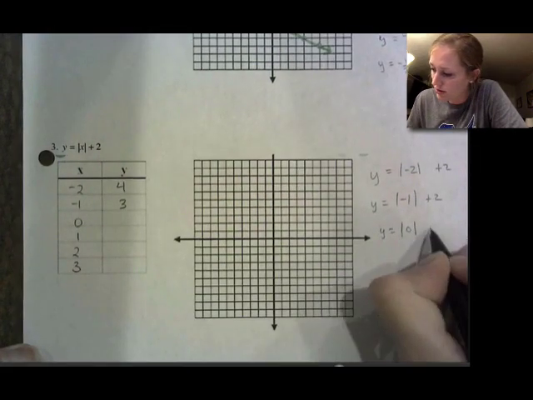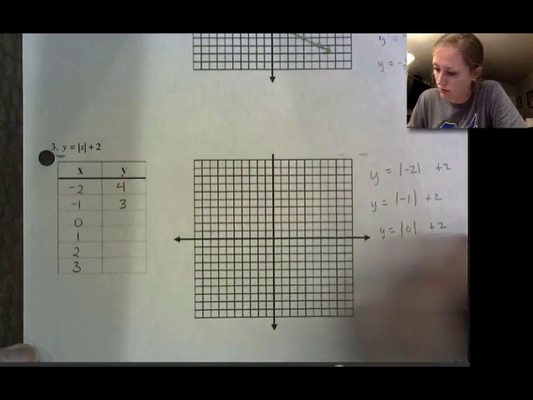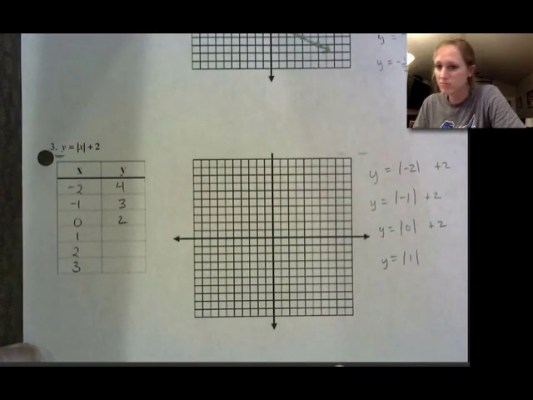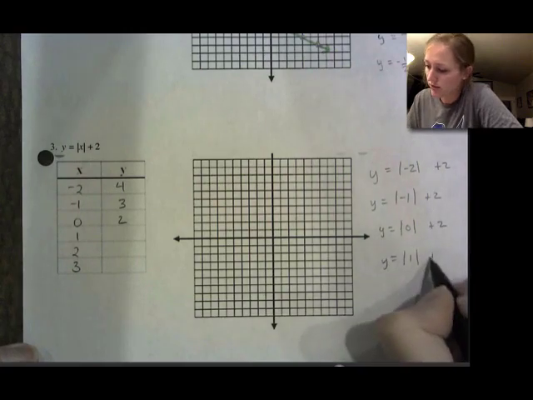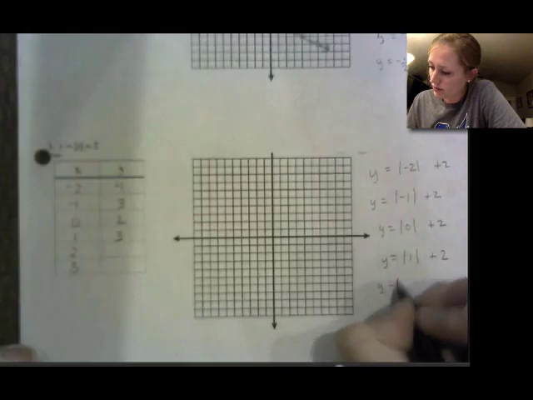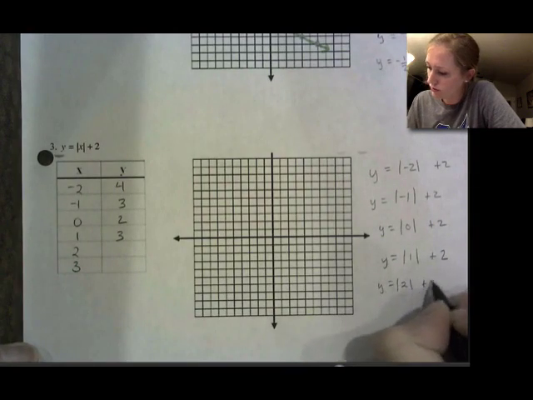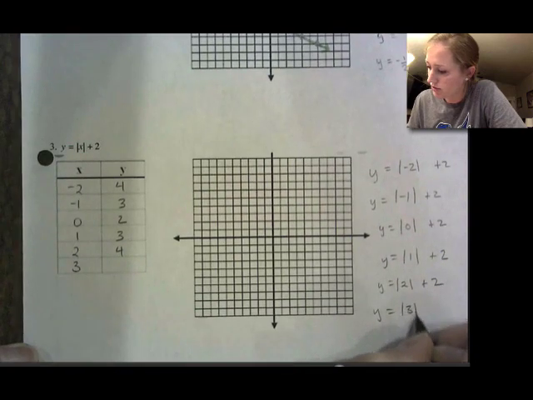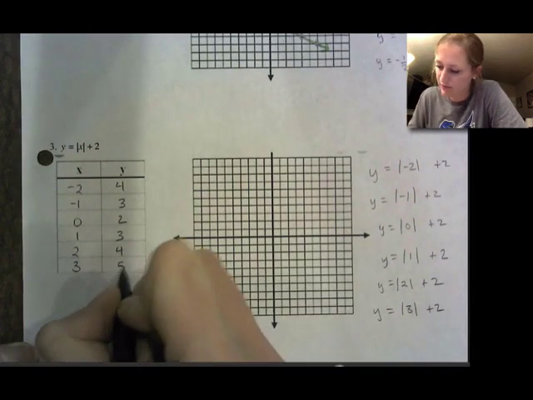Absolute value of 0 is 0. Plus 2 is 2. Absolute value of 1, it's already positive, but it stays positive. So absolute value of 1 is 1. Plus 2 is 3. Absolute value of 2 is just 2. Plus 2 is 4. And lastly, absolute value of 3 is 3. Plus 2 gives us 5.